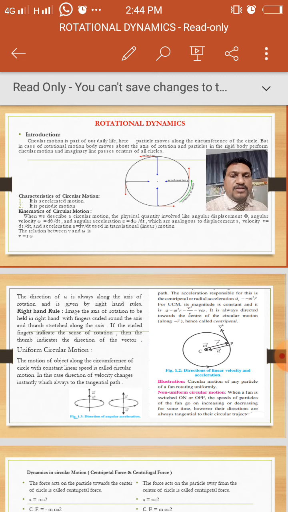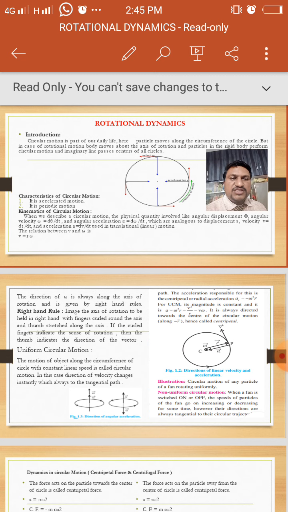Similarly, linear acceleration is denoted by small a, and linear acceleration is the rate of change of velocity with respect to time, and angular acceleration is the rate of change of angular velocity with respect to time. a is equal to dv by dt and alpha is equal to d omega by dt. That means small a, linear acceleration in linear motion, is analogous to angular acceleration in rotational motion, that is alpha. This is the analogy between the physical quantities involved in linear motion and in rotational motion.